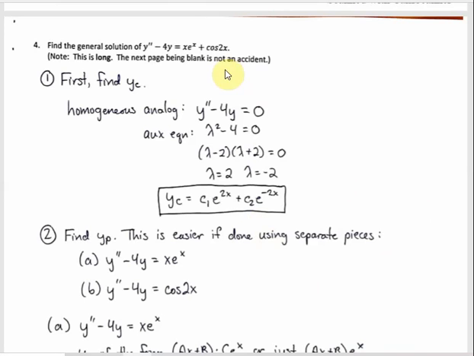So since we have that sum up here, we can say, well, down here, first we'll solve this, where we just have x e to the x on the right. Then we'll solve it this way with the cosine of 2x on the right. And then we'll end up with two particular solutions, like a y sub p1 and a y sub p2. And then we just add them together at the very end.